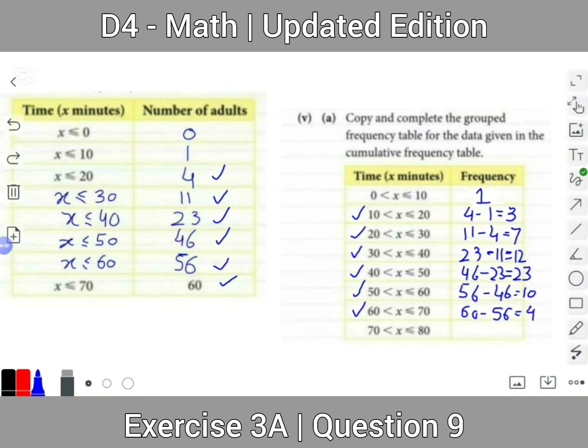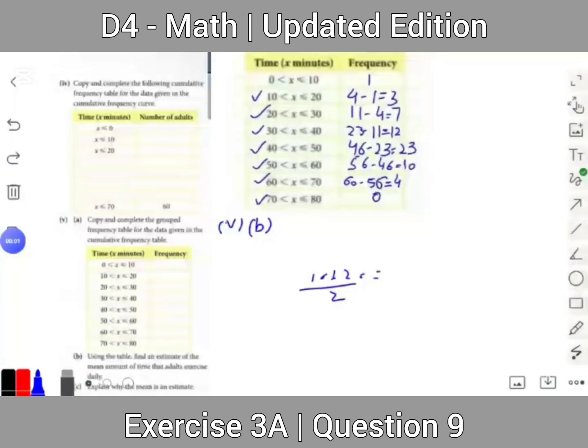Now for the last class interval 70 to 80, the frequency is 0. So this is the complete frequency table. Now in part 5b, using the table, find an estimate of the mean amount of time that adults exercise daily. For part 5b, first we will total the frequencies. So the total frequency is 60.